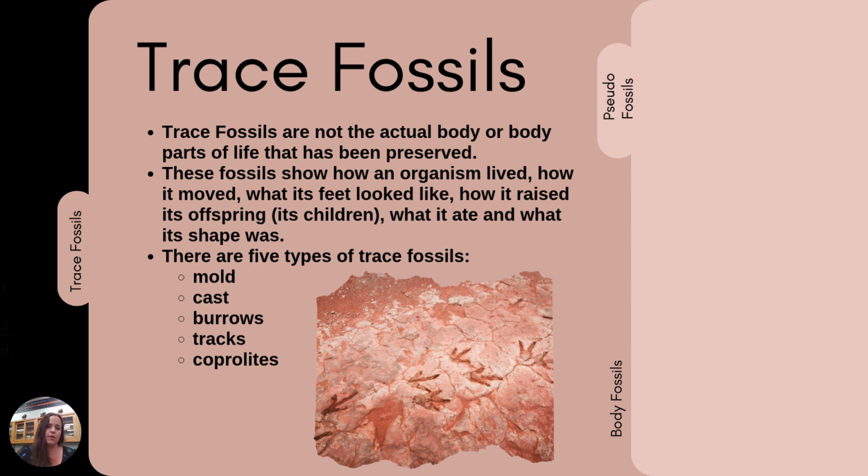Now, if we don't have a piece of the organism, we might have a trace of the organism. And so trace fossils are not actual pieces of the organism that lived, but it shows us something about their behavior, maybe what they ate, how it raised its offspring, what shape it was, how fast it moved. So some things that we might see as trace fossils are molds and casts. Again, those are preservation methods that we'll talk about soon. Burrows, tracks, coprolites. Again, we'll talk about all of those soon. But anything that leaves a trace of the organism is considered a trace fossil and not a body fossil because it's not an actual piece of the organism.